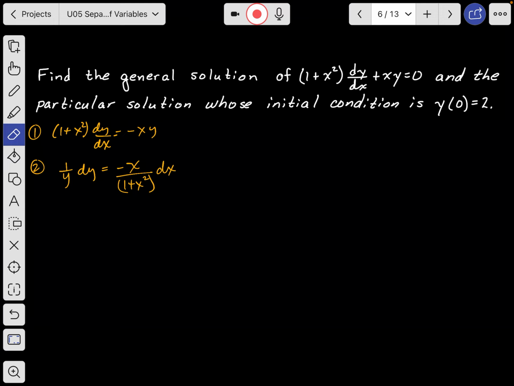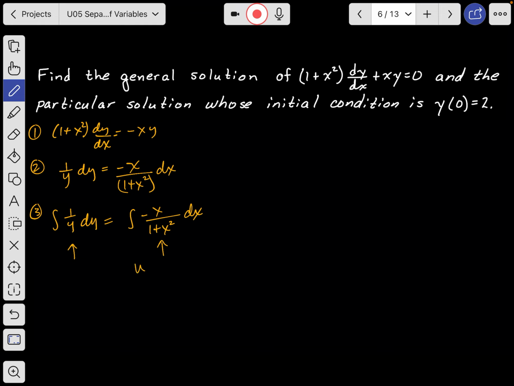Yeah, looks good. All right, so now separate, then integrate. So in step 3, let's integrate 1 over y dy, integral of negative x. And this looks a little complicated because I think I have a u substitution here. So this side is going to be easy, natural log y.